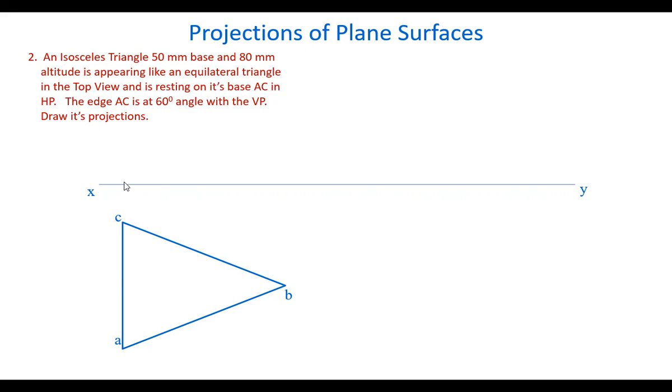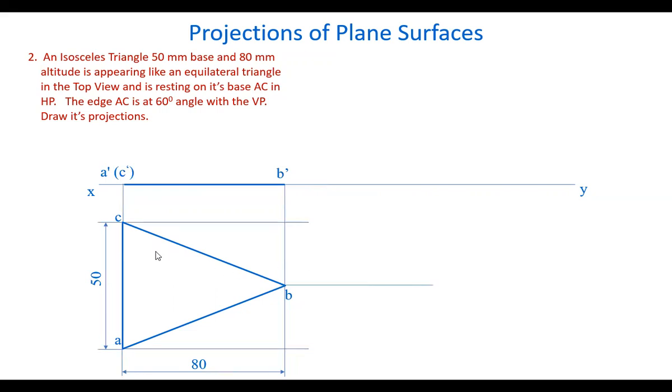AC is taken perpendicular to the reference line, that is VP, and the isosceles triangle is constructed having the base 50, altitude 80, this perpendicular distance, perpendicular to the AC. Okay, this is the altitude, 80 mm. Now let's draw its front view. Mark the front view here, and as we have seen earlier, we used to show the surface angle here, but we don't know at which angle it appears like an equilateral triangle. So let's do it in an indirect way.